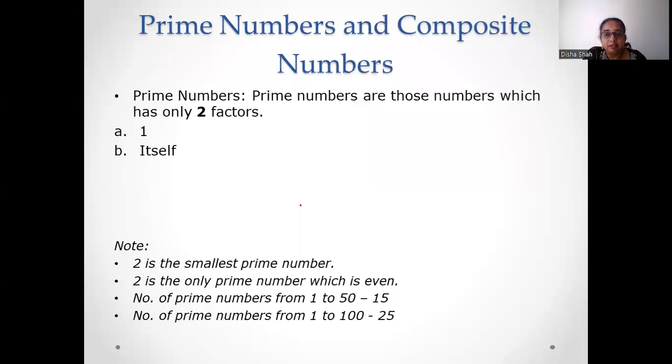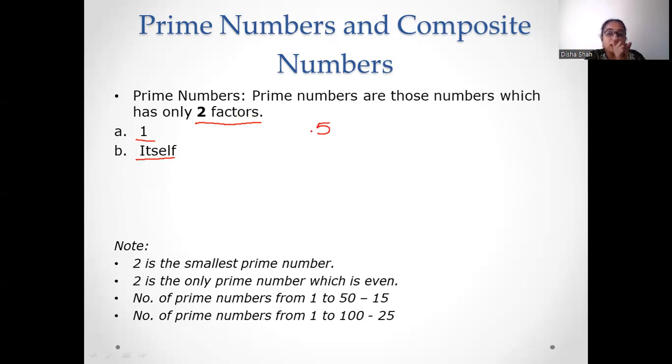Now next is a prime number and a composite number. What is a prime number? Prime numbers are those numbers which have only two factors, जिसके सिर्फ और सिर्फ दो फैक्टर हैं. एक तो 1 और एक वो खुद. अभी आपको पता है कि 1 तो सभी के tables में आता है. Okay? कोई भी नंबर ले लो उसके tables में 1 आता है. Any number you can divide it with 1. और दूसरा है itself.